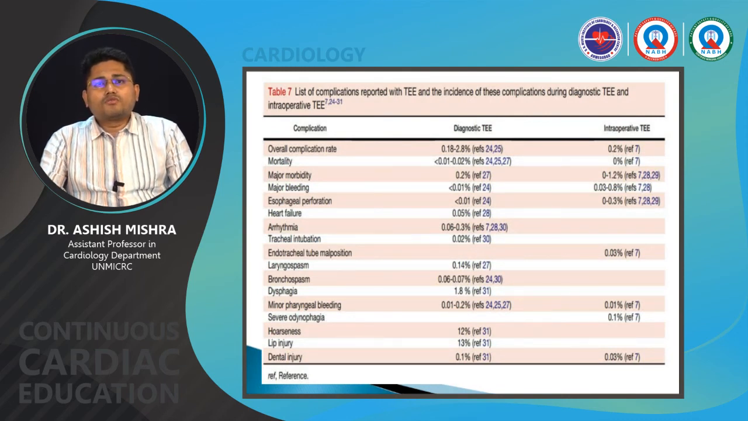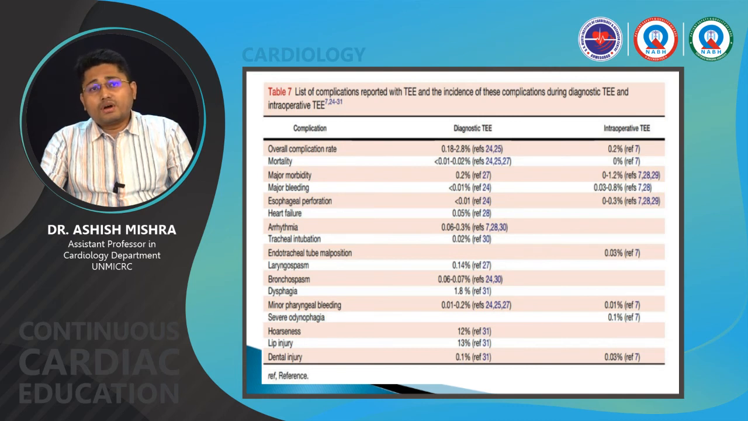These are some of the complications which are reported in the literature, and we can see the overall complication rate stands very low, as low as 0.18 to 2.8%, and for intraoperative it is very less, about 0.2%. And the most important complication which we should be aware of is esophageal perforation.